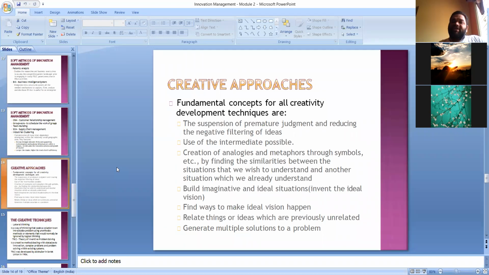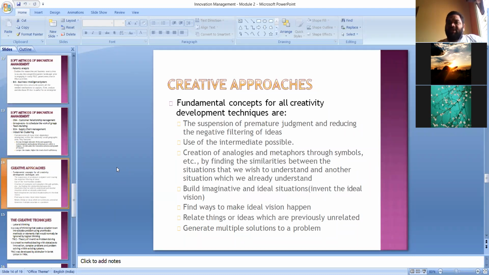So the first point itself is telling, if you want to be more creative, the suspension of premature judgment: don't judge any ideas prematurely, and reduce the negative filtering. For every idea there will be positives and negatives. Of course, it may be the best idea also, whatever the best idea.